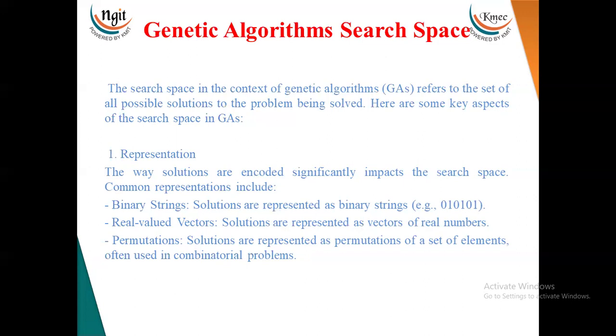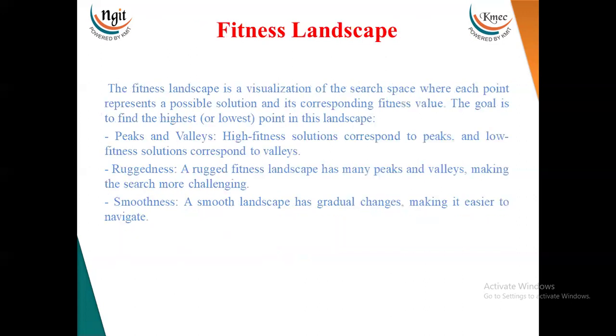If I take representation, the first thing is how you are going to represent this data. Binary string means it will have zeros and ones. Real valued vectors means all vectors will be of real numbers. Permutation means you take a permutation of a set of elements, so you can go for permutational and combinatorial problems.